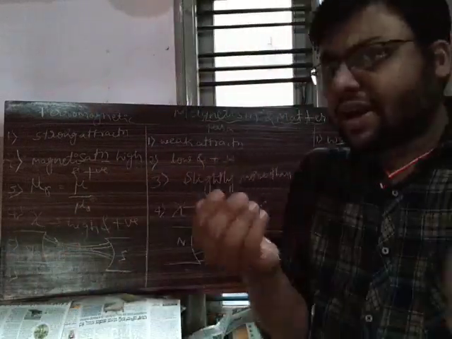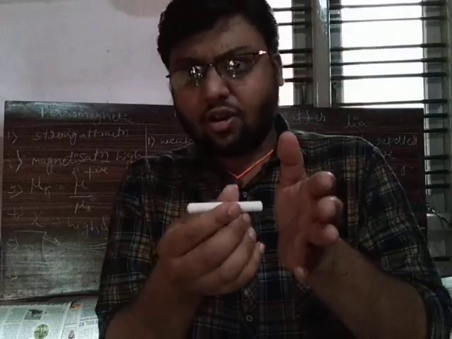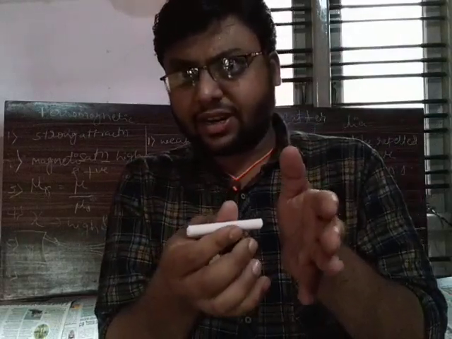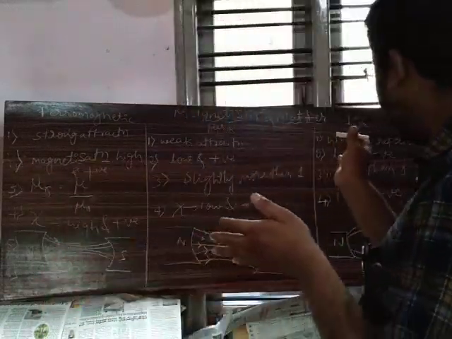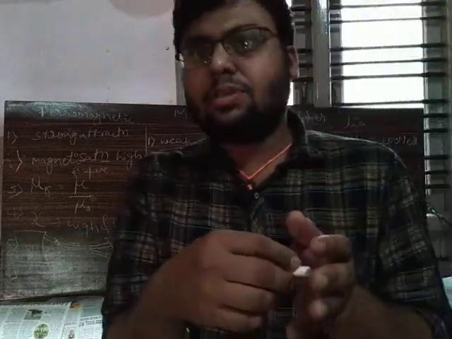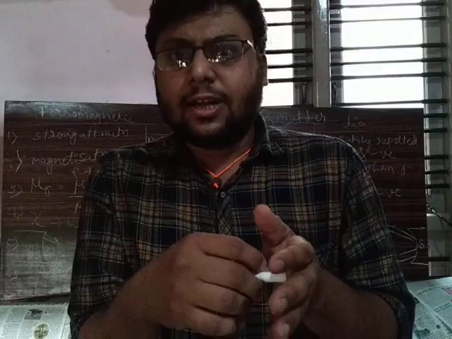And next one, paramagnetic material. If we keep in non-uniform magnetic field, paramagnetic material also tends to move from weak to strong magnetic field. And when we come to diamagnetic material, when we keep this diamagnetic material inside the non-uniform magnetic field, it wants to move from strong to weak magnetic field.